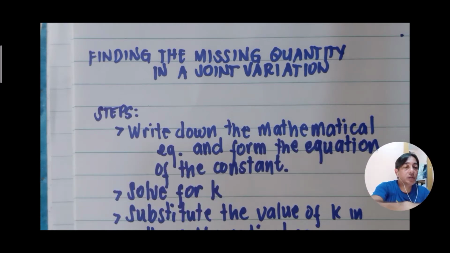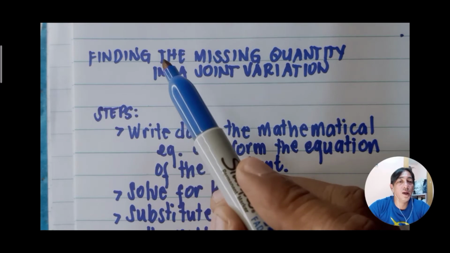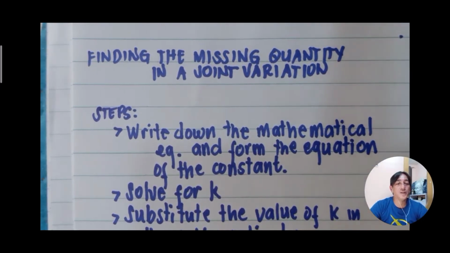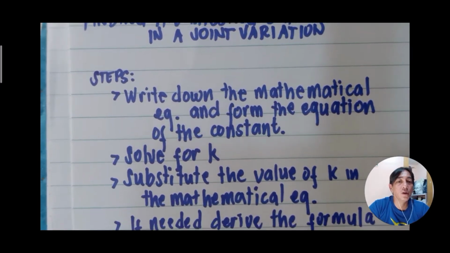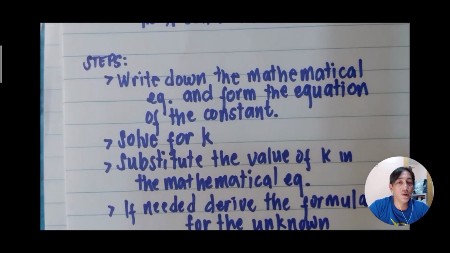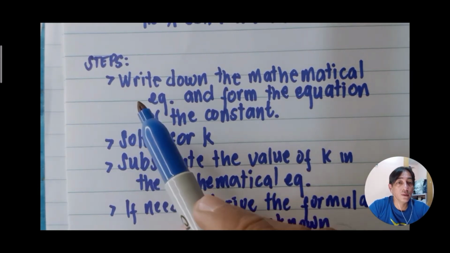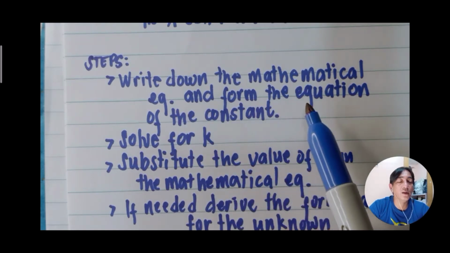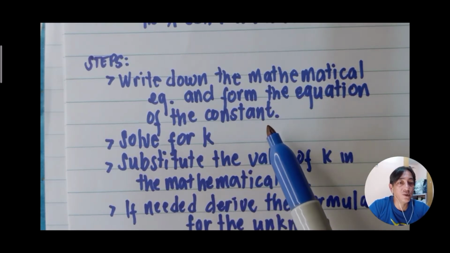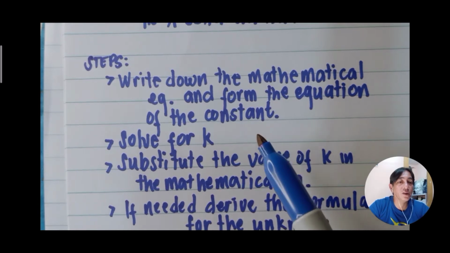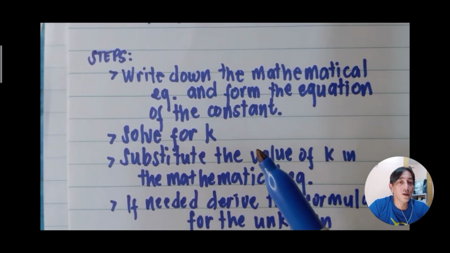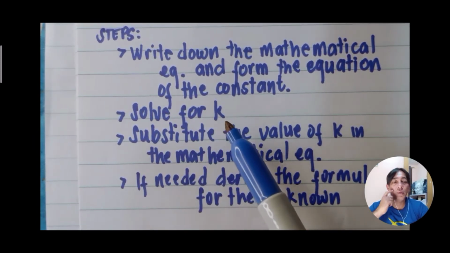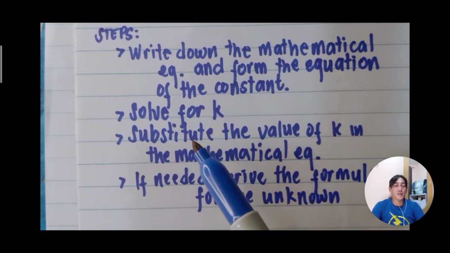Okay, today I'm going to show you how to find the missing quantity in a joint variation. So meron tayong mga steps na sinusunod. The first one will be: write down the mathematical equation and form the equation of the constant. So parang yung sa direct lang tsaka sa inverse, write down the mathematical equation and then the equation of the constant if the constant is not given. Okay, and then we will solve for the constant.